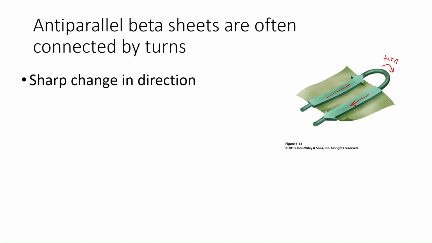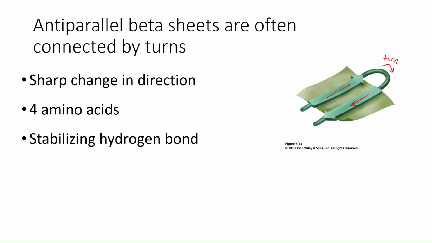So the one quality that characterizes a turn is that sharp change in direction that we see here. And so this is going to only take up about 4 amino acids. And the 4 amino acids have to allow for that sharp change in direction. So one way that they keep that really specific, fairly sharp turn is most of them are going to contain a stabilizing hydrogen bond, and that will kind of help pull the pieces of that curved piece more closely together.